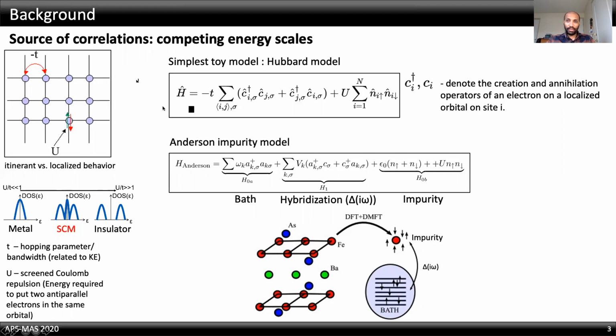And to study this interplay, the simplest model used is the Hubbard model, which consists of a kinetic energy and a potential energy term. But to study this behavior in a more subtle and in-depth way, we use the Anderson impurity model in our code, which treats the impurity embedded in a bath, which is related through a hybridization function.